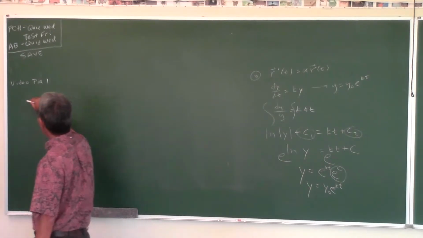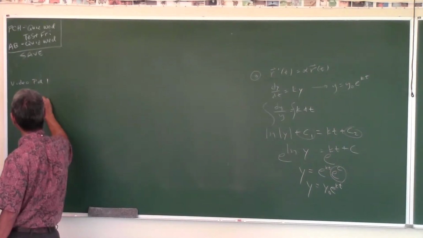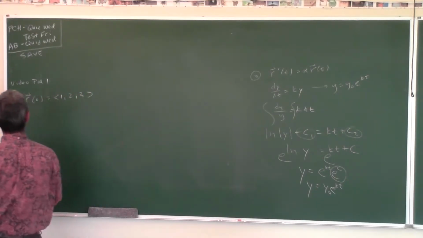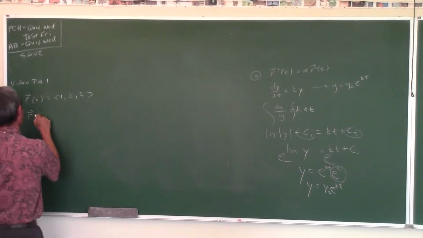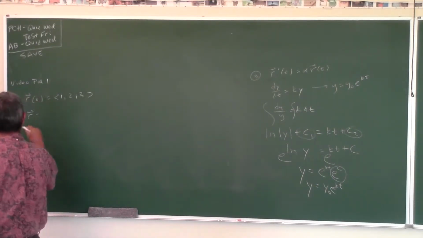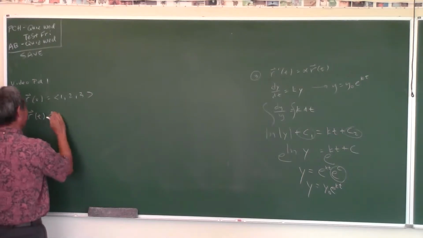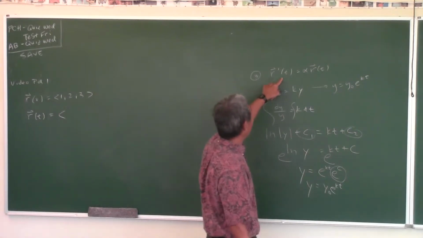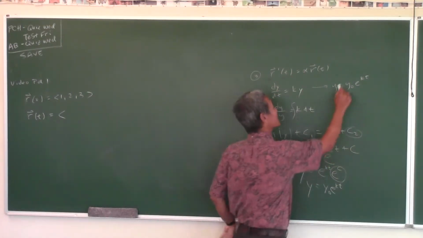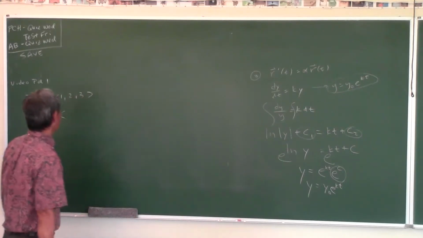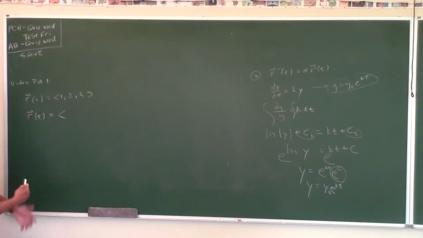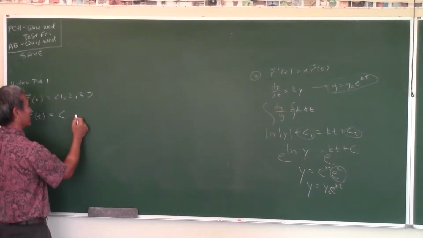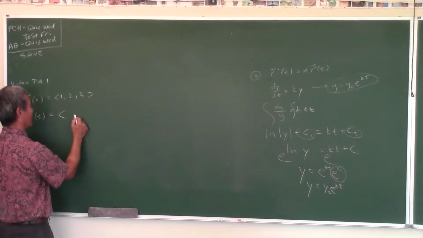And R of 0, these are your initial conditions, is 1, 2, and 3. So we're trying to find the vector, right? It says find the curve. So what is R of t then? Knowing this, if the derivative of R is equal to a constant times R, this is the solution, right? This is the initial condition. So what do you say the x component is going to be? 1 e to the kt.